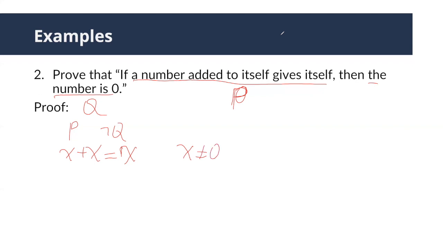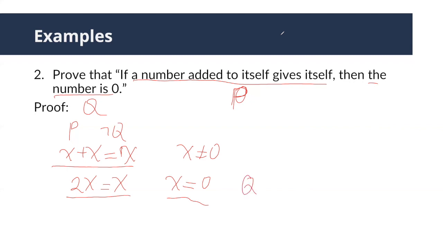How do we derive a contradiction? Well, for the first premise, we can simplify it to 2x equals x. And now there are two ways to derive a contradiction. The first way is you can subtract x from both sides, then you're going to have x equals 0. What's this one? This one is Q.